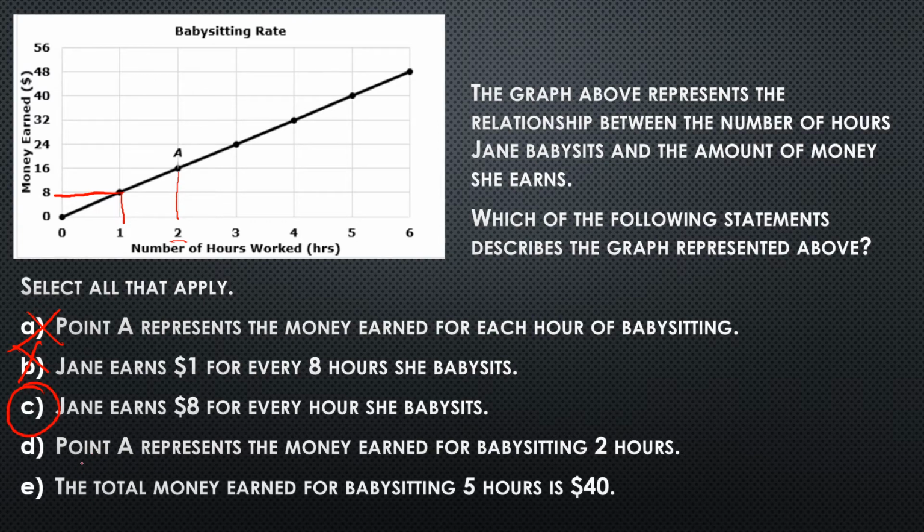That is correct. Point A represents the money she earned for babysitting for 2 hours. That is correct. A represents the amount of money she earned for 2 hours. And E says the total money earned for babysitting 5 hours is $40. Well, let's see. She babysits for 5 hours, and if I follow this all the way back here, it does end up being at 40. So on this one, there were 3 correct answers.